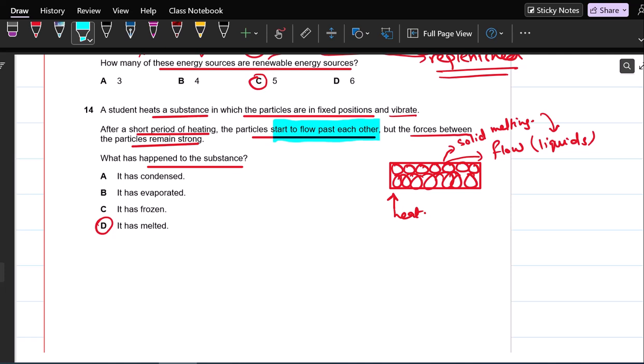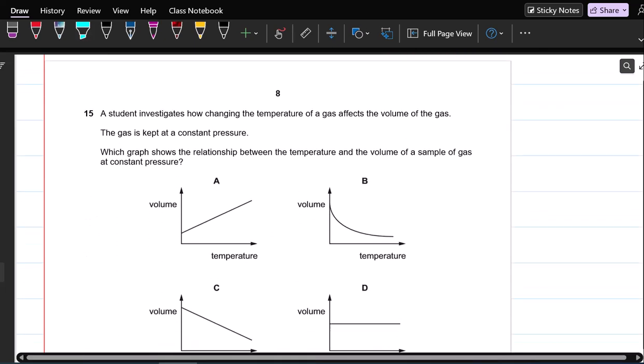Means the particles are not fixed in position now. They are just going to pass each other, flow past each other. So it is a melting stage. Okay, dear students, now question 50.